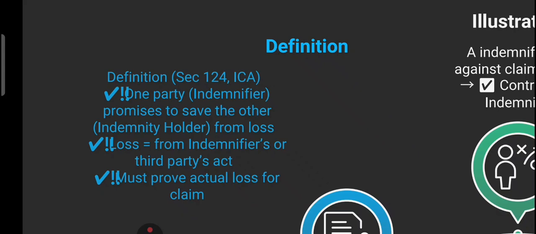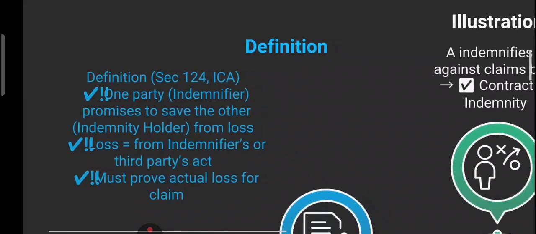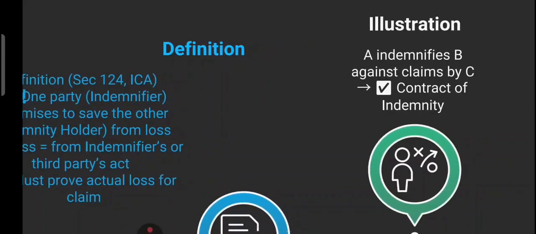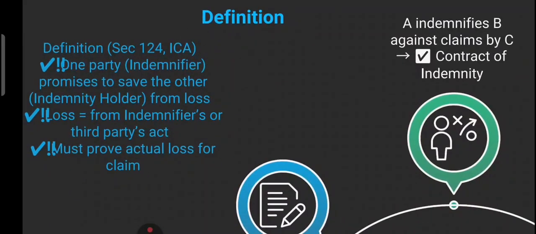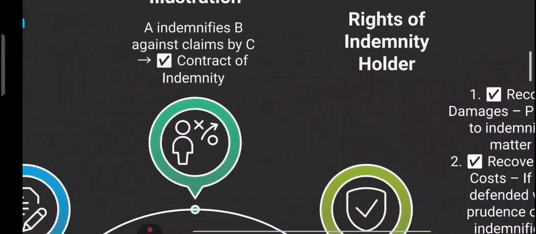So the core idea is, if you act on someone's request in good faith and that act unintentionally causes harm or triggers liability, you have the right to be indemnified. Importantly, the act must not have been knowingly wrongful at the time it was done. So let's understand this with a real life case.